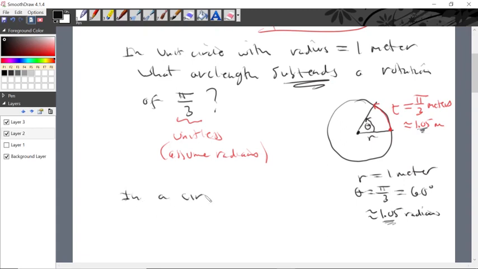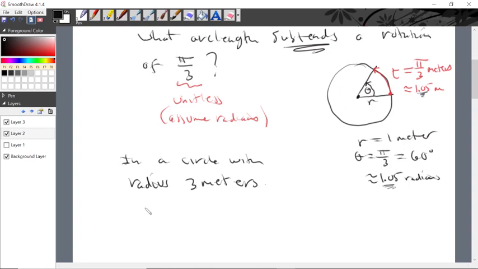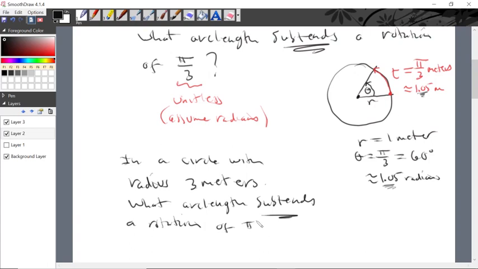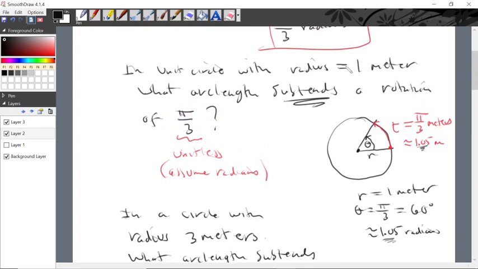In a circle with a radius of, let's say, 3 meters. Same question then. What arc length subtends a rotation of pi over 3? So it's the same question, I'm just taking the radius to be 3 meters now. And if the radius is not 1, then we are no longer in the unit circle.